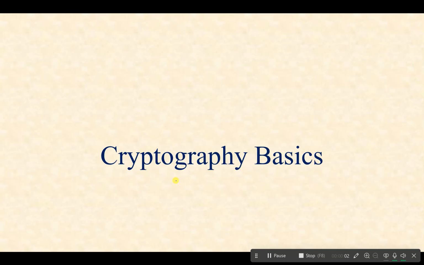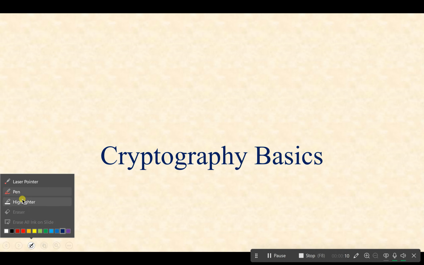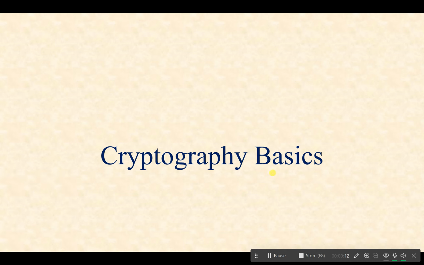In order to understand cryptography, first we need to understand the basics of some numbers. By numbers, we need to understand what is a natural number, whole number, prime number, and other types of numbers. We also need to understand what is modular arithmetic and how to find the mod of any number.